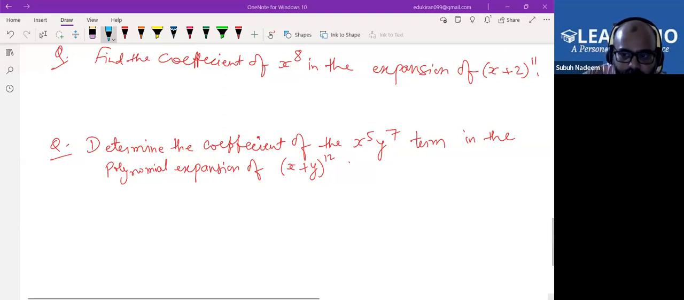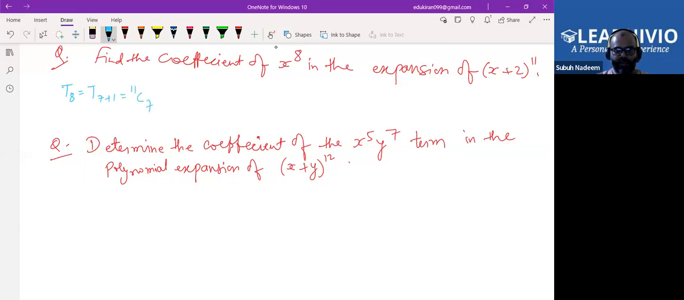So what will be the expansion of x to the power 8 here? When you will get x to the power 8, when r equals 7, then in that case it will be different. You are saying that T8, which is T7 plus 1, so 11C7. No, it will be when r equals 3. So T4 you are talking about.